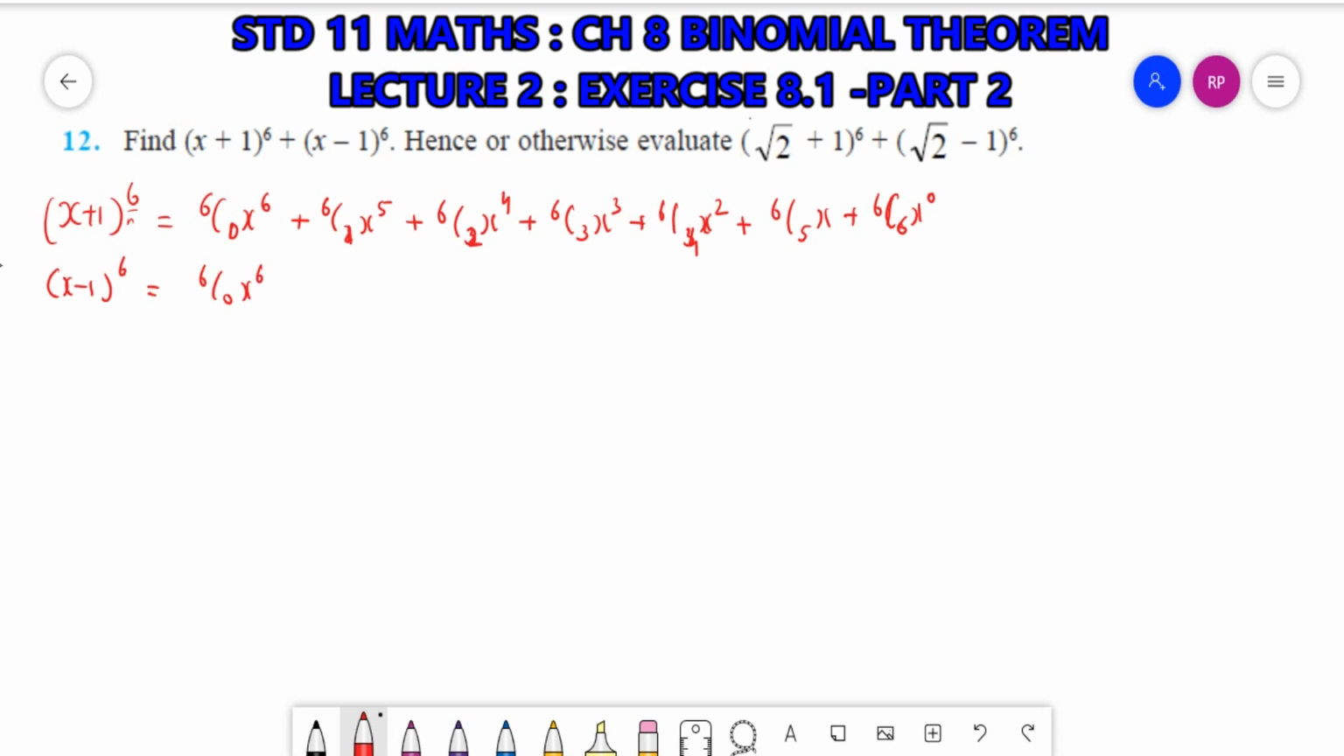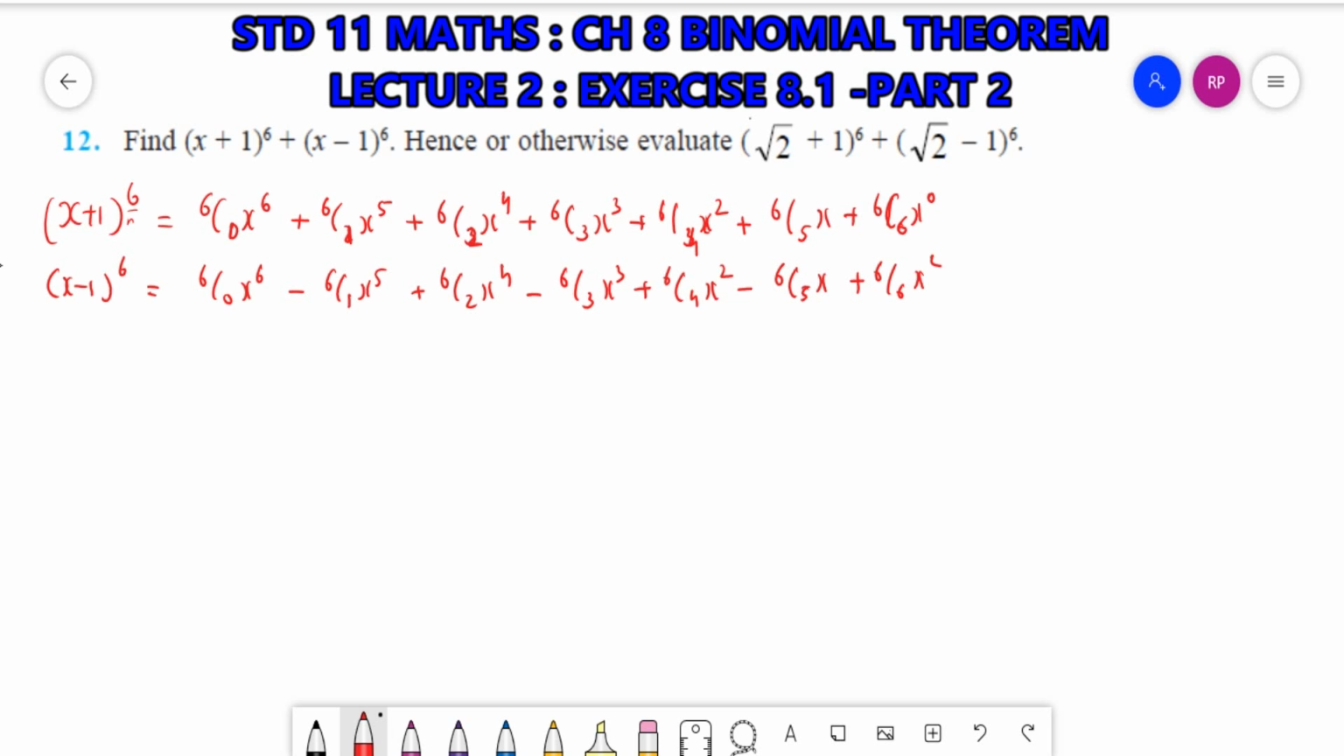Similarly x minus 1, the only difference is the negative sign, so minus sign at alternate terms. 6c0 x raised to 6 minus 6c1 x raised to 5 plus 6c2 x raised to 4 minus 6c3 x cube plus 6c4 x square minus 6c5 x plus 6c6 x raised to 0.